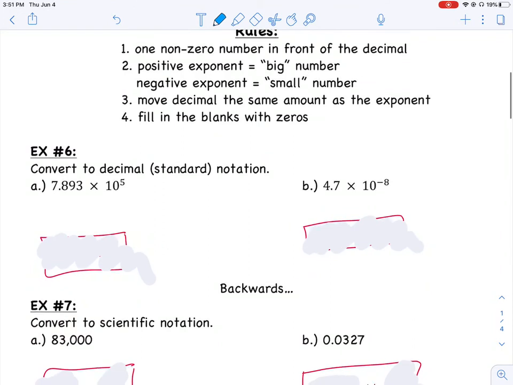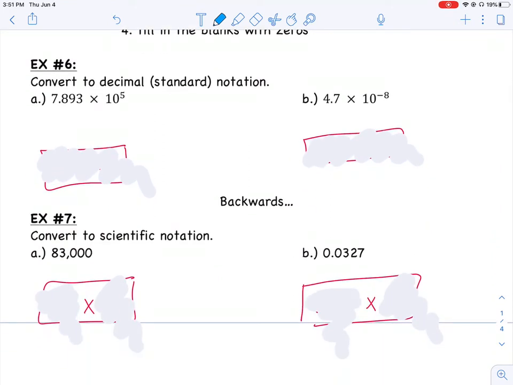Let me show you a few examples. In example number 6, it says here to convert to decimal or standard notation. We have the number 7.893 times 10 to the 5th power. That means I'm going to take this 7.893 and I'm going to multiply it by 10 5 times. That positive 5 means that I'm going to move the decimal place 5 times, and I'm going to move it to the right. I'm going to make that number bigger and bigger and bigger. 1, 2, 3, 4, 5. And I'm going to fill those blanks in with zeros. So the decimal now is at the back, and I have 2 extra zeros in the end. So my final answer is actually going to be 789,300. That decimal's in the back. It's invisible there, but it's still there. I've moved it 5 times to the right to make that number bigger.